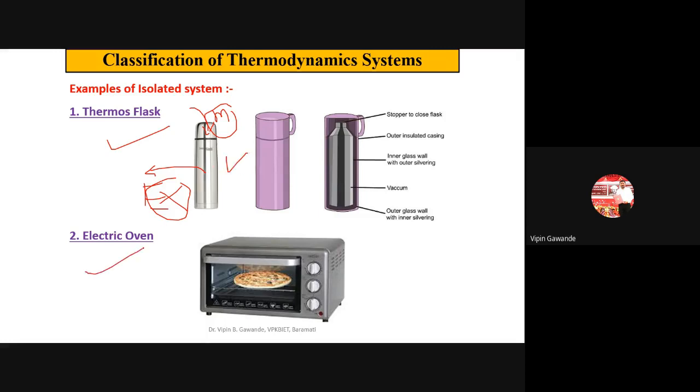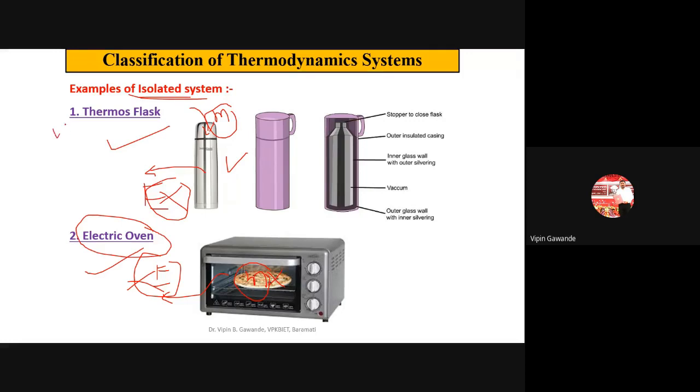Similarly, that is the electric oven. So the electric oven is also an example of an isolated system. Here this is your mass, so there is no exchange of mass. At the same time, there is no exchange of energy here in the electric oven. The heat is not coming outside from this oven. So the electric oven is also considered as an isolated system.